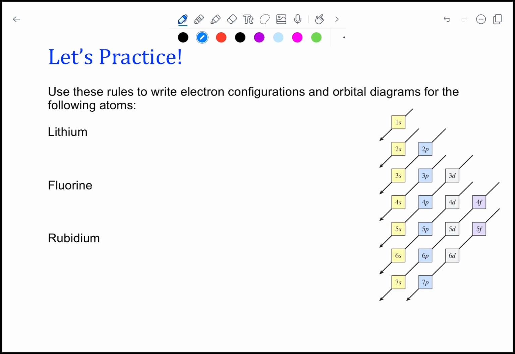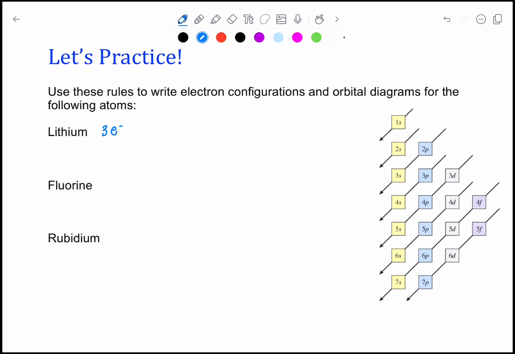So you'll notice a lot of similarities. We're going to start with 1s, then we're going to go to 2s, then 2p, because they're following this diagram. So you're going to notice that a lot of these start off very similarly. The first thing we want to do, with lithium, is figure out how many electrons it has. Okay, so lithium has 3 electrons. We get that from the periodic table. So I have 3 electrons that I need to put into my electron configuration and my orbital diagram.